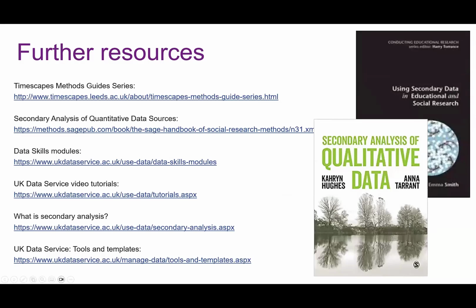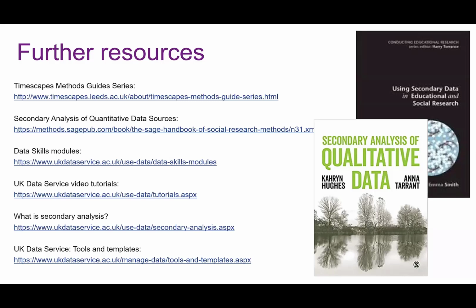Okay, and we do have a few further resources just to kind of signpost you to what else is out there. So Timescapes has a working paper series, which is really helpful. There's a bunch of different topics on there about how to get started with secondary analysis. There's also some good publications. If you're looking at qualitative data, Karen Hughes and Anna Tarrant have published the secondary analysis of qualitative data textbook. The last name is Heaton. I think it's Jane Heaton, also has a chapter in the Using Secondary Data in Educational and Social Research, which is really useful if you're doing quantitative data.